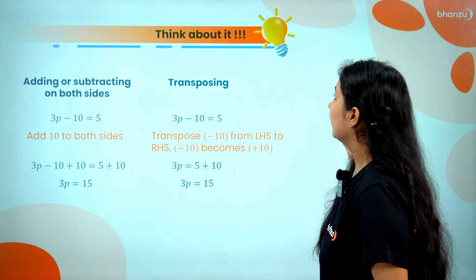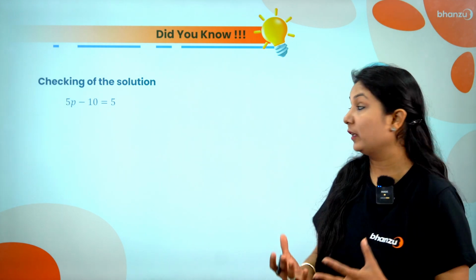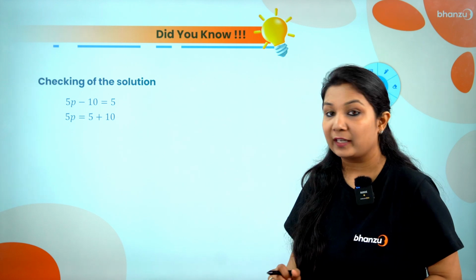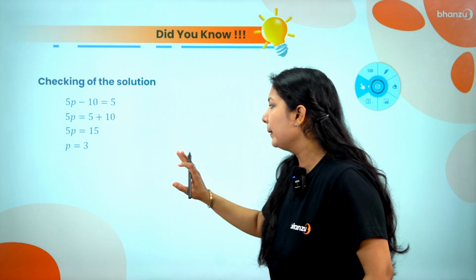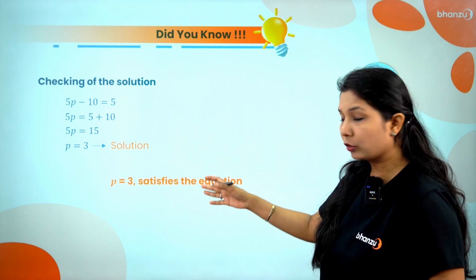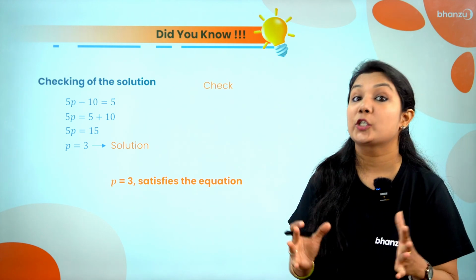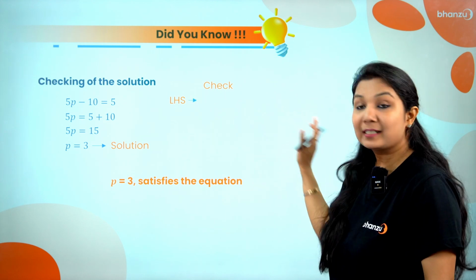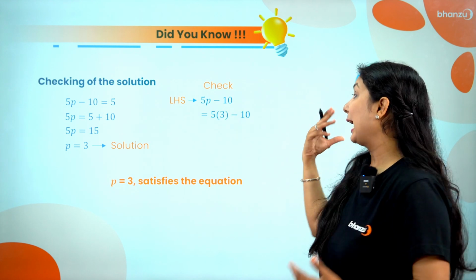So let's move ahead and see now how we check the solution of an equation. So if we have solved 5p minus 10 is equals to 5, we got the answer p is equals to 3. But p is equals to 3 would satisfy the equation as its solution. How? Let's have a look at it. Let's do a check on it. LHS is equals to 5p minus 10. Now we are going to substitute the value of p as 3.